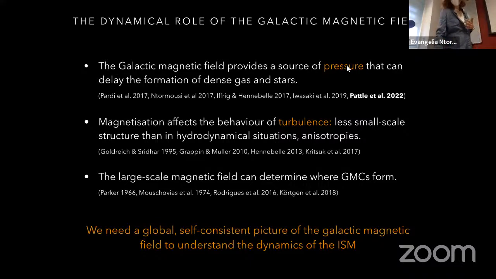So what does this mean? It means that the magnetic field can delay the formation of dense gas because it adds to the pressure. So you cannot compress very much in certain regions. Thermal instability is affected. So the classical picture of the ISM condensing into a dense phase, the cold neutral medium, and a less dense phase, the warm neutral medium, is not so clear-cut anymore because there is an additional pressure that prevents the condensation.